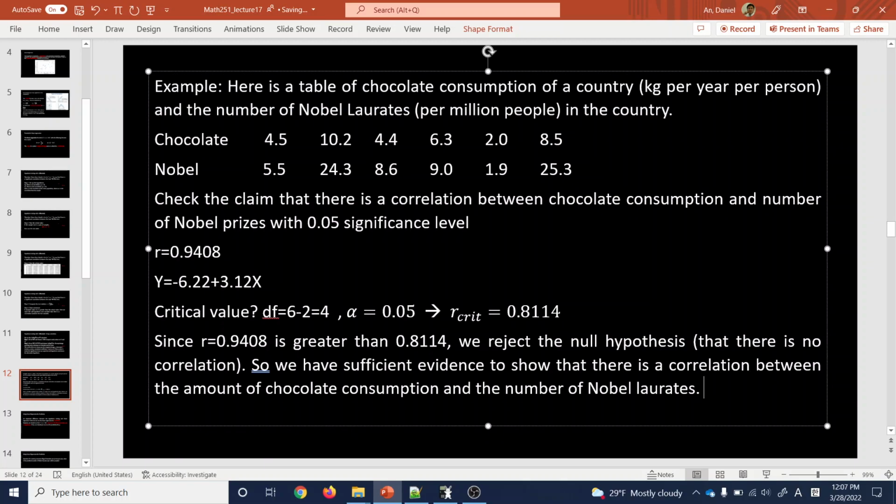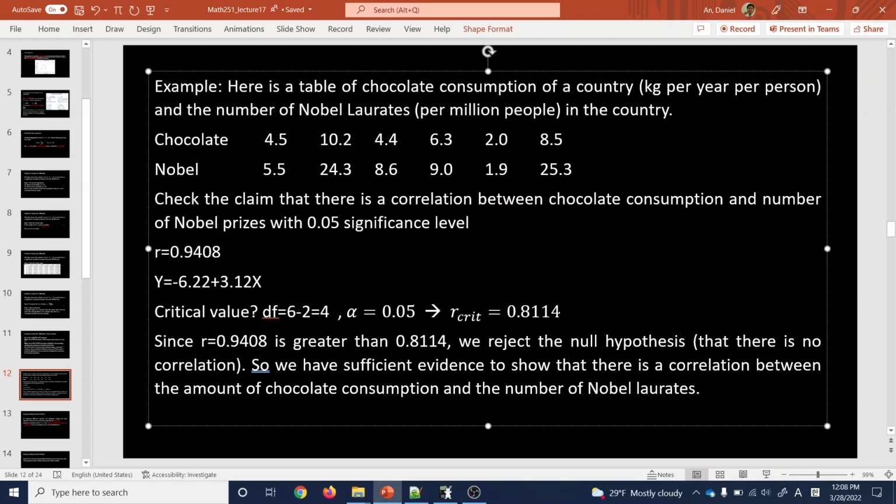Okay, that's kind of funny, right? So, does this mean that in order to have more Nobel laureates, you should promote chocolate consumption? Should this be the next advertisement of Nestle?